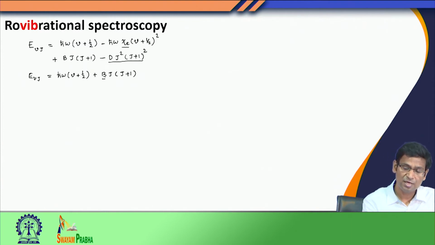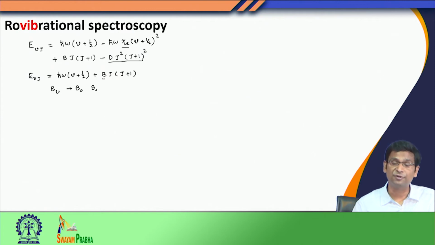So, B should ideally be written as B_V, so that it can be B0, which is the rotational constant when V equals 0, that means for the ground vibrational state, or B1, the rotational constant for the V equals 1 level, or B2 or B3 and so on. But for our discussion, just to make the analysis a little simple, we will ignore this vibrational state correction to the rotational constant, and we simply call it B, the way we are defining here.